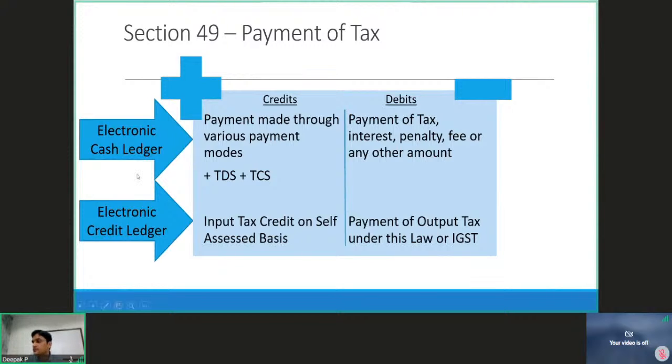Let's move ahead. Last question. Please explain the difference between payment of tax from cash ledger and payment of output tax from credit ledger. We'll understand that in the further slides in a diagrammatic manner, how we pay the liability from the electronic cash ledger and electronic credit ledger.